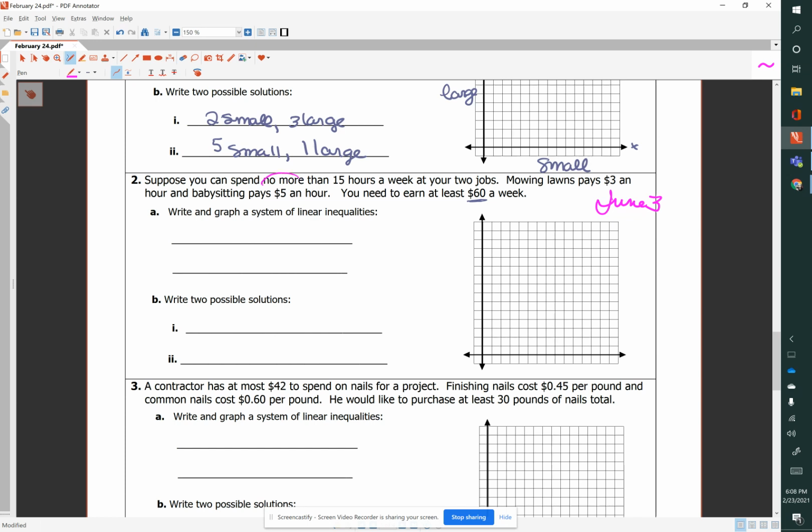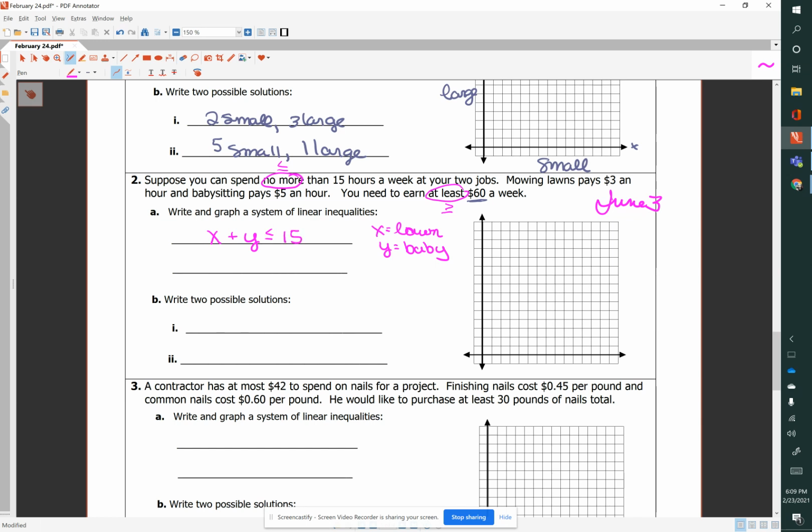So we've got this language again, this no more language, no more than 15 hours. That's our less than or equal to language. And you want to earn at least $60 a week. That's our greater than or equal to language. So x can be lawn mowing, and y can be babysitting. So we can say x, lawn mowing, plus y, babysitting, must be less than or equal to 15 hours a week.